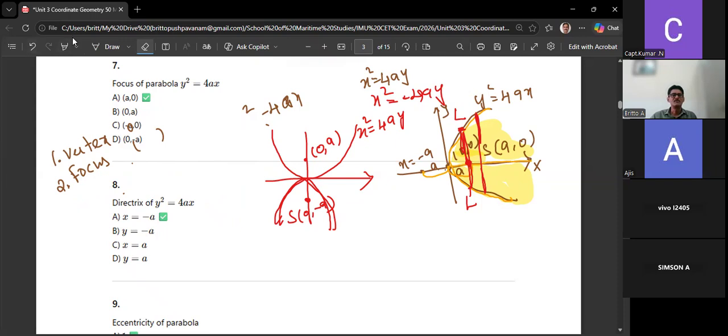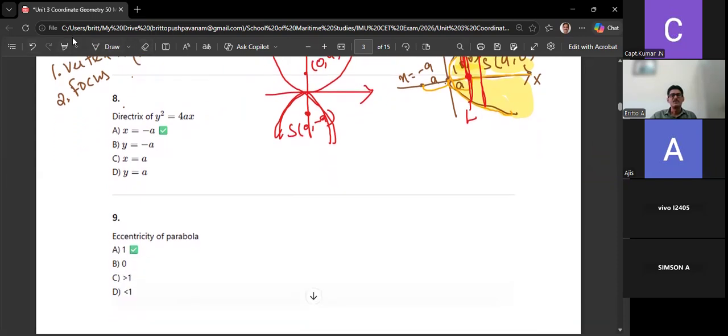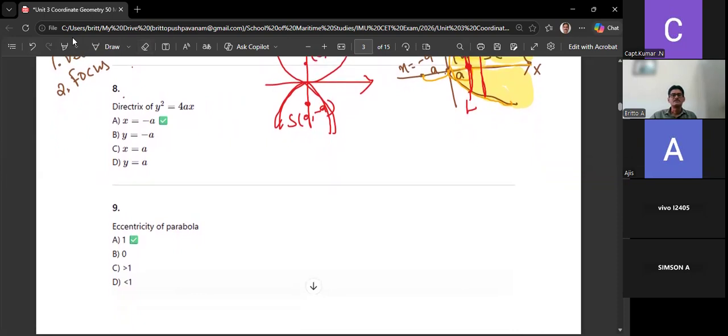Now, we move on to the next question, question number 8. It is, what is the directrix of the parabola? Just now I explained everything. What is the directrix? For y squared equals 4ax, x equals minus a, which is on the left side of the y-axis. So x equals minus a is the directrix.